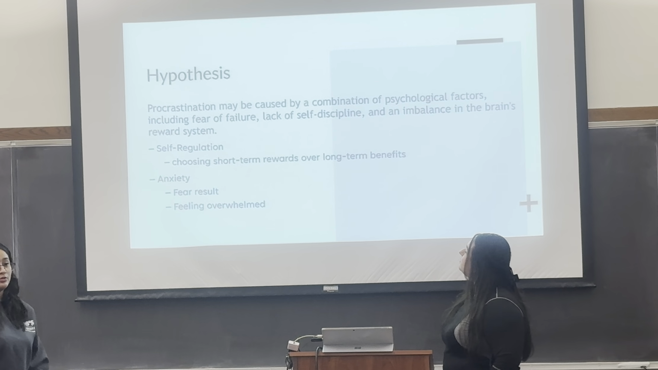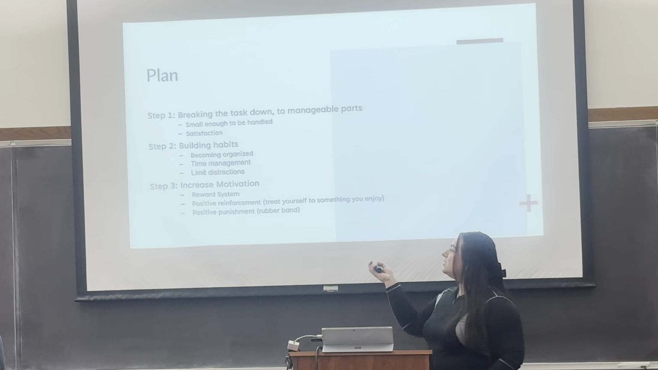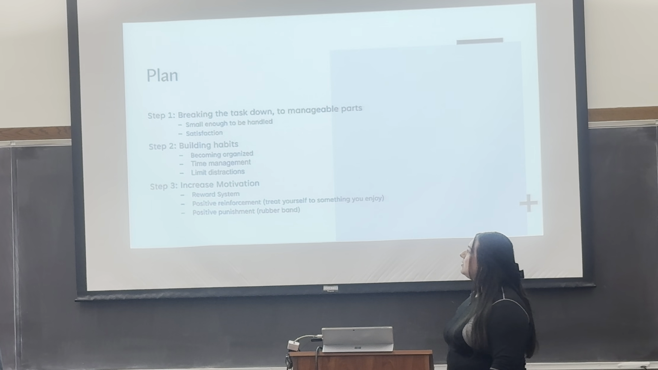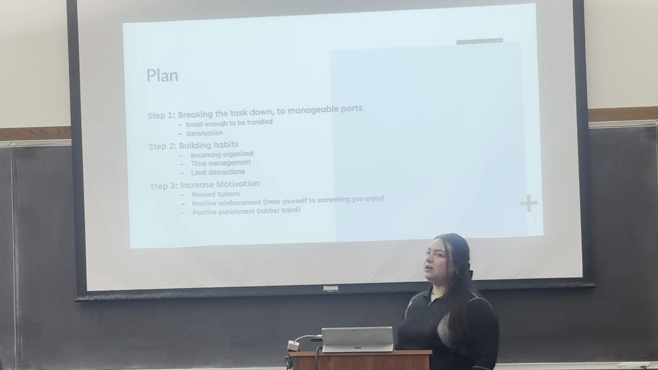And then step three would be increased motivation, the reward system. Positive reinforcement would be treating yourself to something enjoyable. And then positive punishment, for example, like a rubber band. Every time you catch yourself procrastinating or putting things off to the side, you can snap yourself with the rubber band. Same for positive reinforcement, you can treat yourself to something you enjoy, whether that's watching an extra episode of a TV show or giving yourself an extra hour of phone time.